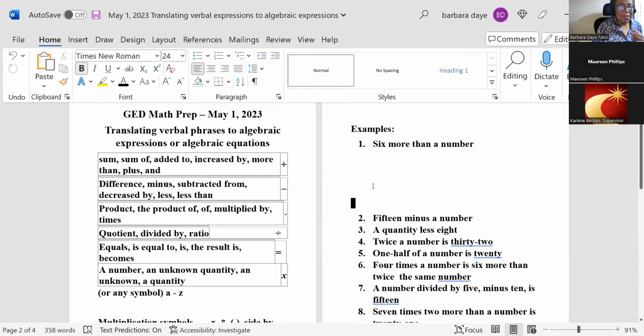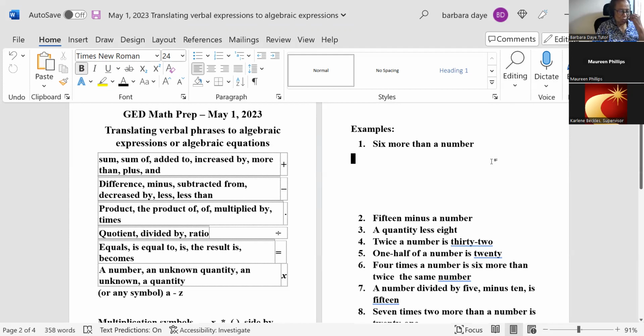How would you write 6 more than a number? What is more than? What does that represent? What arithmetic operation does more than represent? Add, subtract, multiply, divide? More than. We add. That's right, you add. You see back over here, sum, more than, that means you add. So that means you're adding 6 to a number.